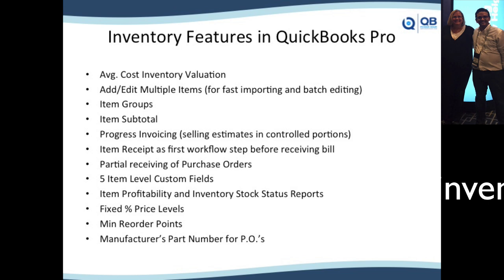Recording minimum reorder points is huge and crucial for planning inventory purchasing, and being able to add another item name like the manufacturer's part number on POs, to me, is a really big slide.